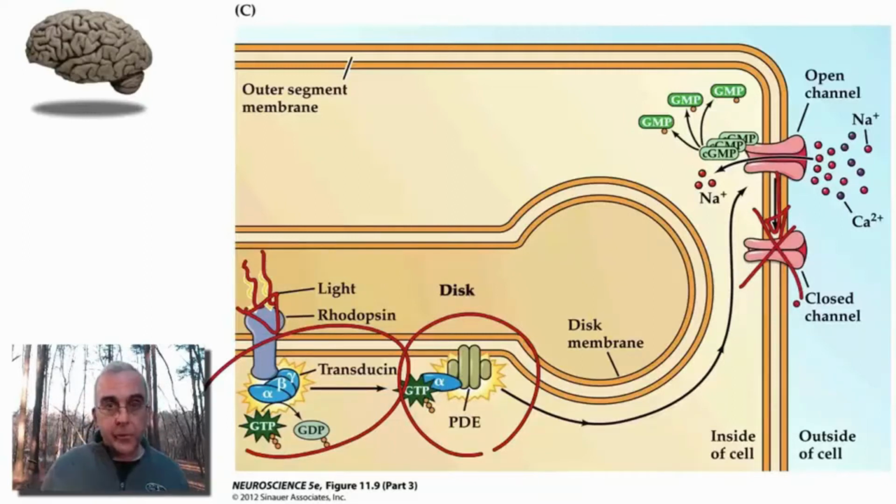Well, in neural terms, it actually does take a bit of time, which contributes to a bit of the lag in the operation of the visual system. The visual system is actually one of our slowest sensory systems, in large measure because of the time necessary for this phototransduction cascade to play out.